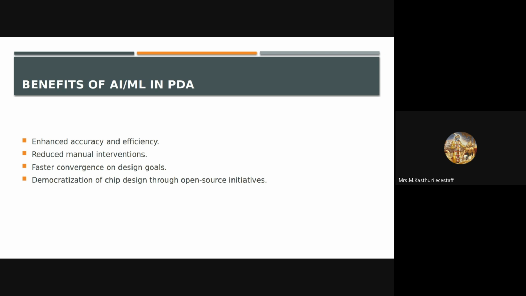Democratization of chip design. AI and ML have the potential to democratize chip design by making advanced design tools more accessible. Open source initiatives like OpenROAD allow startups and academic institutions to use powerful AI-driven design tools without the heavy cost of traditional commercial EDA tools. This enables smaller companies and researchers to participate in the chip design process, leading to more innovation and diversity in the design community.